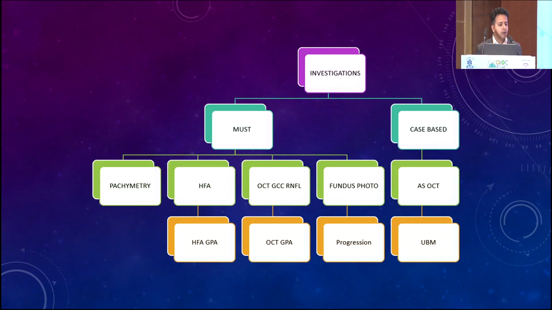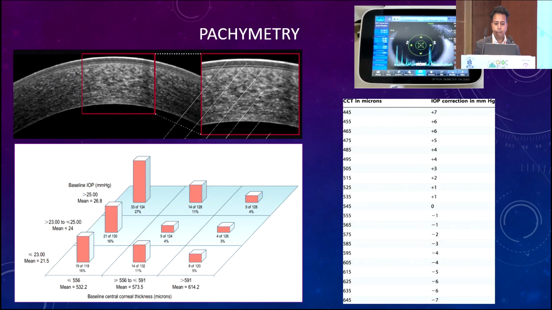Then order relevant investigations. What I believe the must investigations are pachymetry, HFA, OCT, GCC, RNFL, and fundus photo. And not limiting to that, we have to do a progression analysis of all these three to clearly cut what we are dealing with. And then we can do a case-based analysis of ASOCT or UBM.